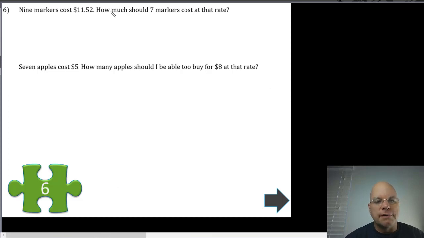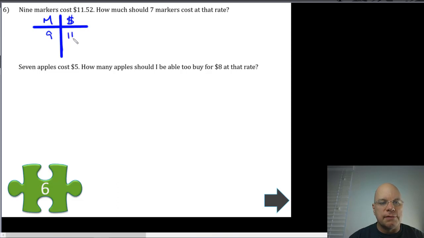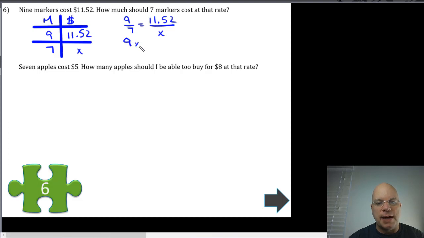Nine markers cost $11.52. How much should 7 markers cost at that rate? So we're comparing markers to dollars. Nine markers cost $11.52. We want to know what 7 markers should cost. So my proportion is 9 over 7 equals 11.52 over x. The cross product equation would be 9 multiplied by x is equal to 7 multiplied by 11.52.